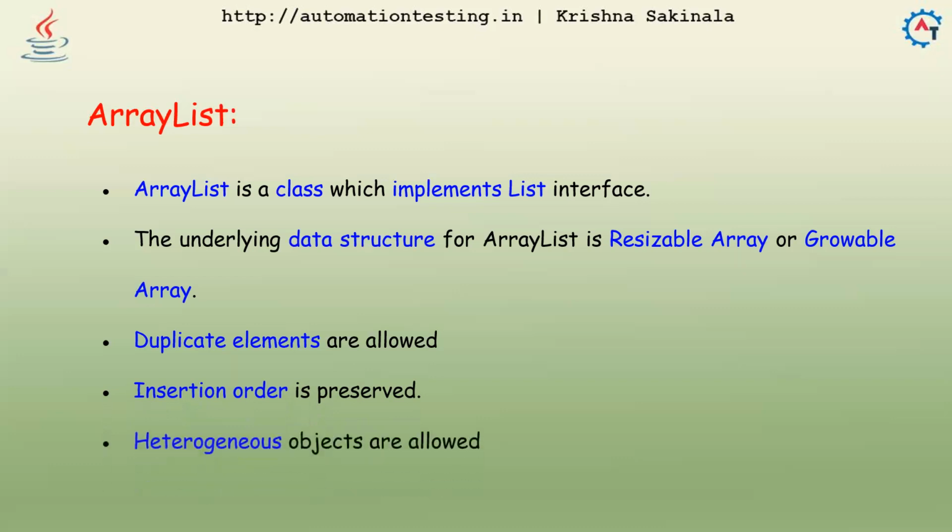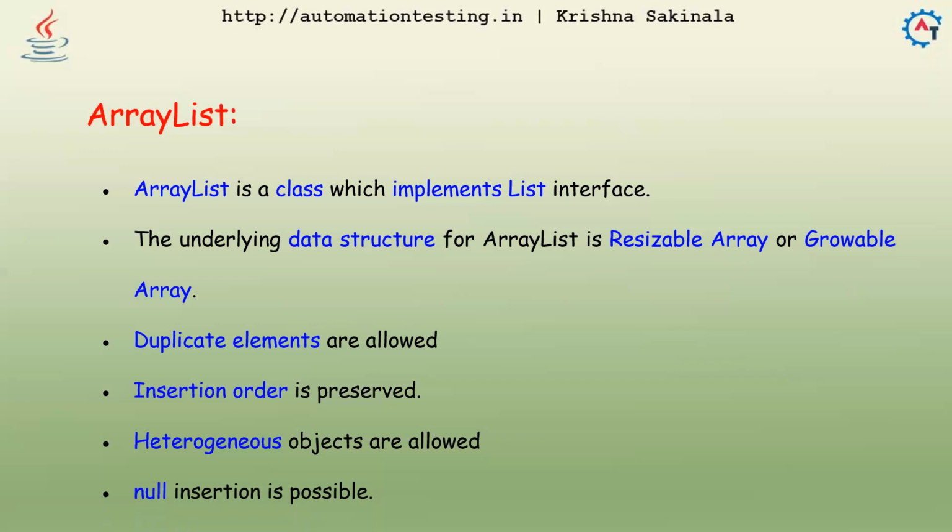Heterogeneous objects are allowed. We already discussed at a high level the purpose of going with collections. One of the advantages is that it will accept heterogeneous objects, meaning you can put multiple data types of elements inside a single collection. You can add one integer, one string, one boolean, mixed elements inside the ArrayList. Null insertion is also possible. If you want to insert a null value, it will allow it.